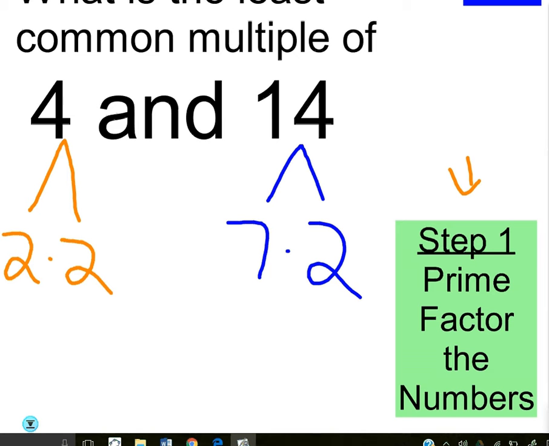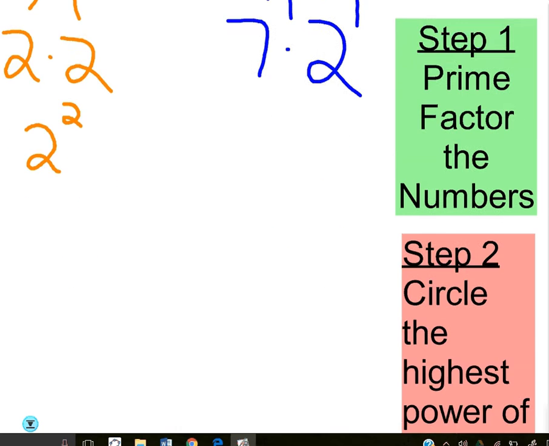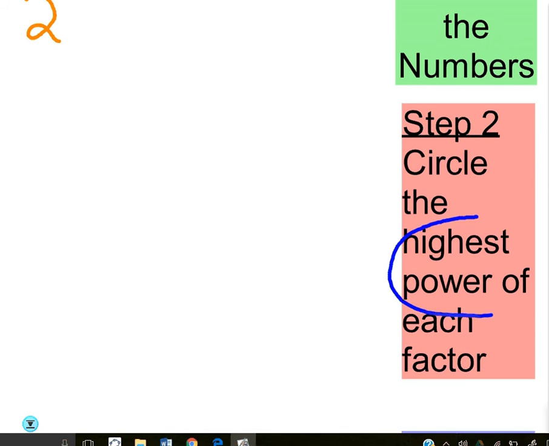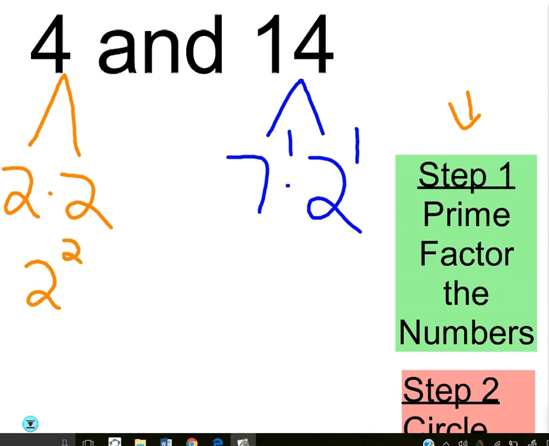Okay, so again, when we're doing LCM, we want to write in terms of powers, so that would be 2 squared. That way we know these both have a power of 1, in case you want to do that. You don't have to. So that leads us to step 2, circle the highest power. So we're only going to circle 2 squared once. That's the highest power, right? That's bigger than 2 to the first, so we won't circle the 2 to the first.